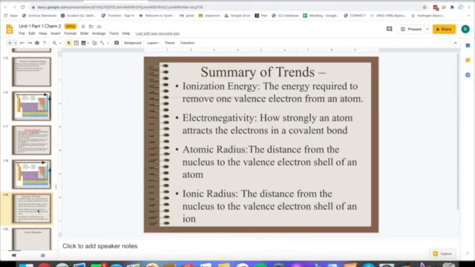And then your ionic radius, which is the distance from the nucleus to the shell of an ion. Now this one we didn't draw the trend, but it is basically the same thing as an atomic radius. It's just talking about when they are ions, which we will talk about later on in the unit, which is why I didn't really talk about it till now.